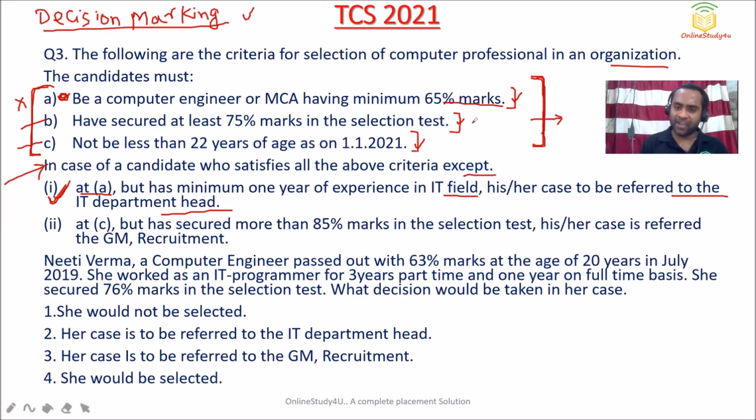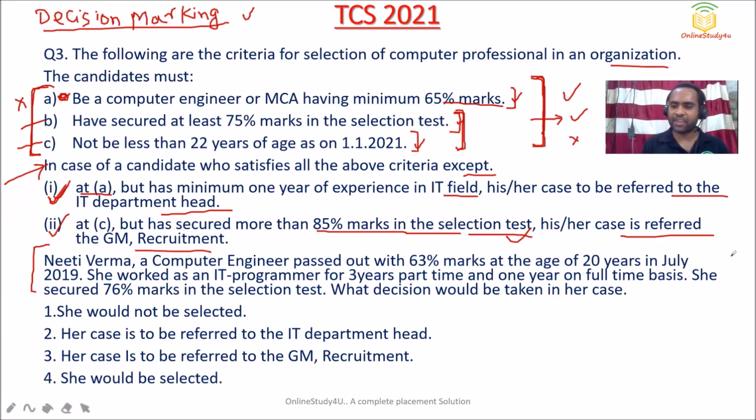Okay, so he or she fulfills both criteria, but the first criterion is not fulfilled, but he has a minimum of 1 year of experience, then in that case his case will be referred to the IT department head. Many of them will not be able to understand this point exactly. Now at C, if somebody fulfills criteria A, B, but does not fulfill criteria C, but has secured more than 85% in the selection test, so if somebody's age is not less than 22 years, but has scored 85% in the selection test, then his or her case is referred to the general manager of the recruitment team.